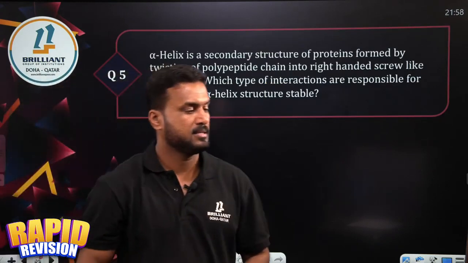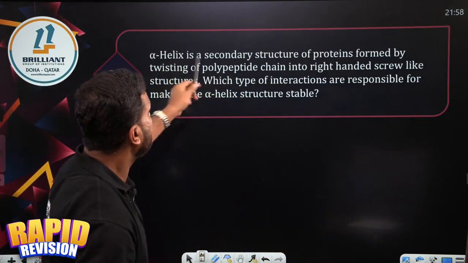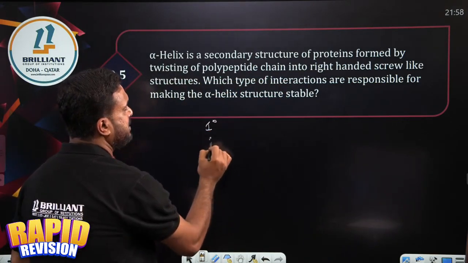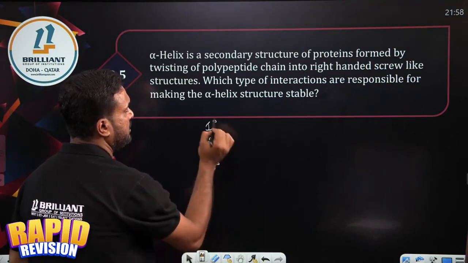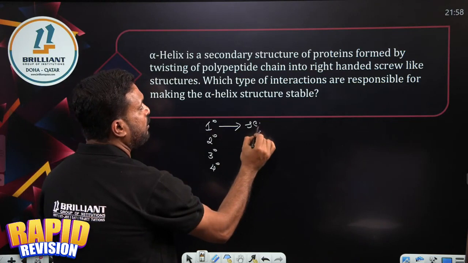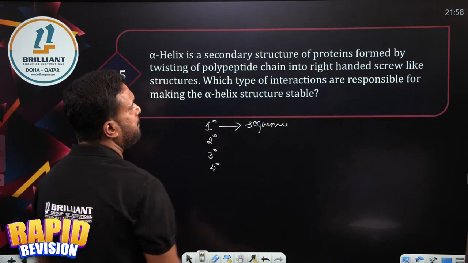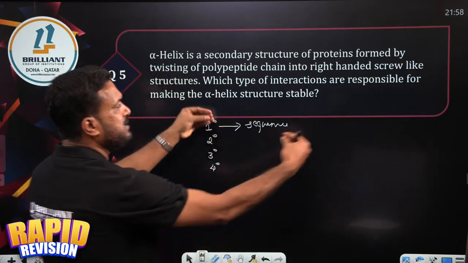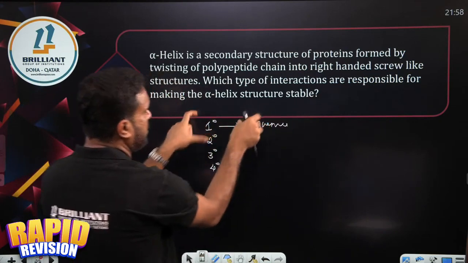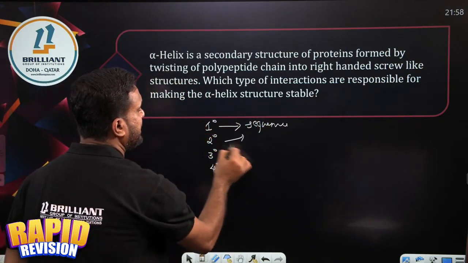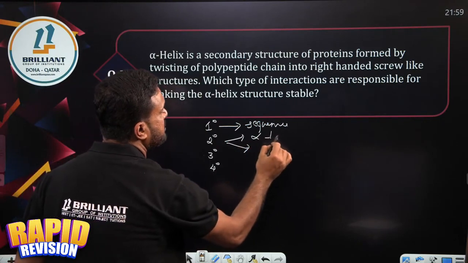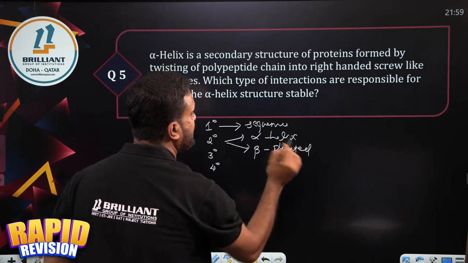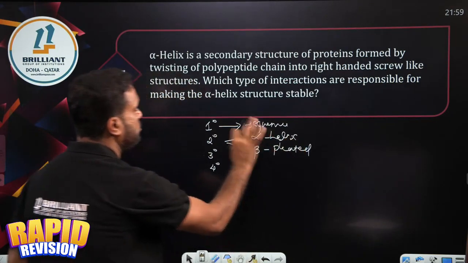Question number 5 is based on the alpha helix as a secondary structure of protein. Structure of protein can be classified as primary, secondary, tertiary and quaternary. Primary represents the sequence of amino acid units used to make a protein. Polyamino acids are called proteins, so the sequence means which amino acids have to be joined to get a particular protein. That is the primary structure. Secondary is of two types: alpha helix and beta pleated.